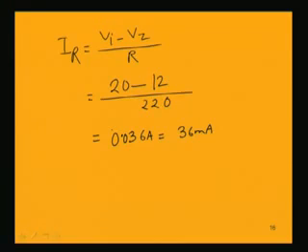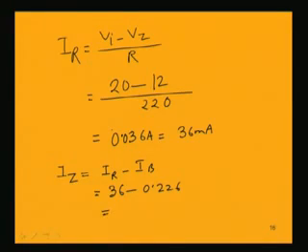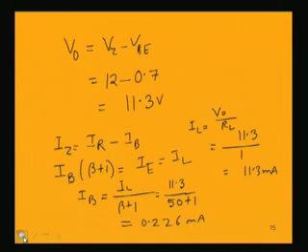So we have known IR, 36 milliampere, and we have known IB, so we can find out IZ. IZ equals IR minus IB. So 36 minus IB, which is 0.226 milliampere, gives 35.774 milliampere, almost equal to 36 milliampere. So the Zener current is 35.774 milliampere, and the output voltage was found to be 11.3 volt.